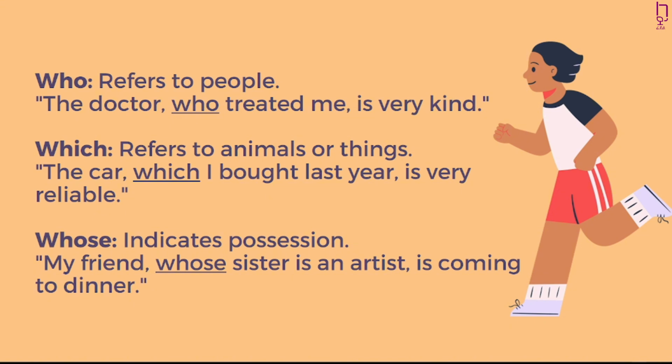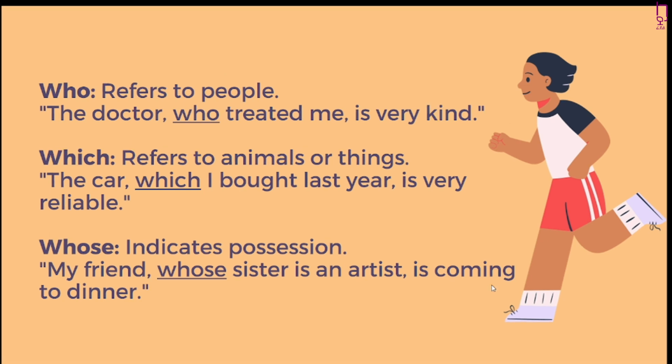And in the case of whose, which indicates possession: my friend whose sister is an artist is coming to dinner. The defining clause in this sentence is whose sister is an artist. So my friend is coming to dinner, it's a normal sentence, and the extra information is whose sister is an artist, and we use the WH relative pronoun whose.